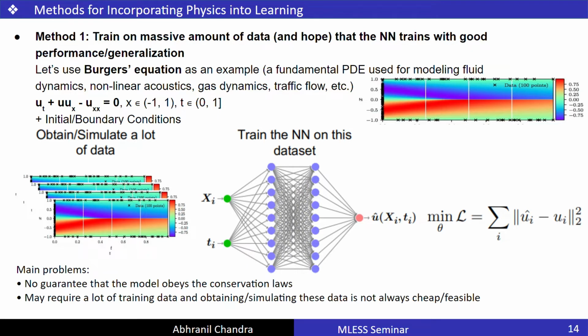Let's see the Burger's equation, which is a very famous partial differential equation used in modeling fluid dynamics, nonlinear acoustics, gas dynamics, or traffic flow. We see that taking lots of data from simulation of the Burger's equation, if we train a neural network and simply use a regression loss, we can train a model to fit the data. But the main problem is there are no guarantees that the model obeys the conservation laws, and moreover, it requires lots of training data obtained by simulating or from an actual physical system, and collecting such data is often not cheap or feasible.